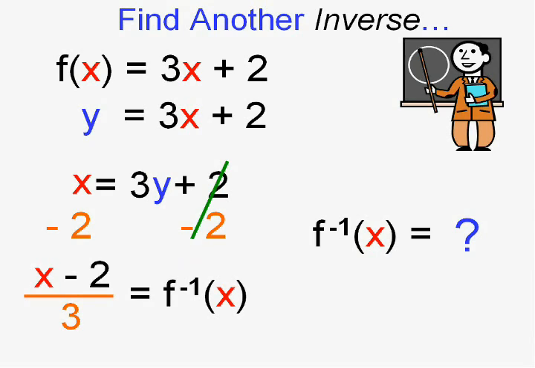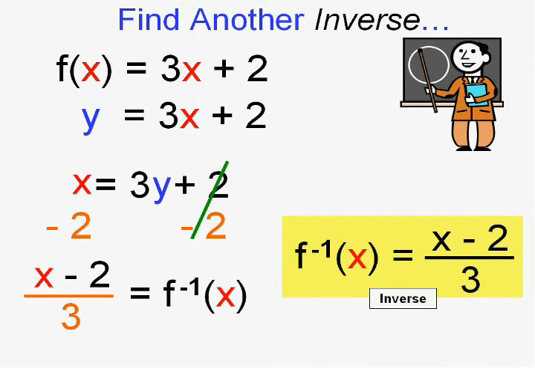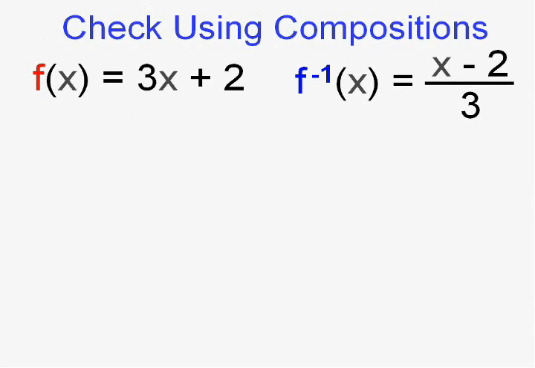Now, this doesn't surprise me much that the inverse of multiplying by 3 and adding 2 is subtracting 2 and dividing by 3. It's just the opposite operations, isn't it? So there's your inverse function. Now, let's test it out, just to practice with compositions.